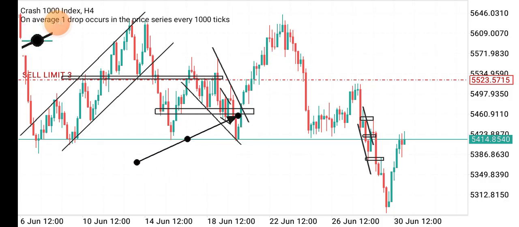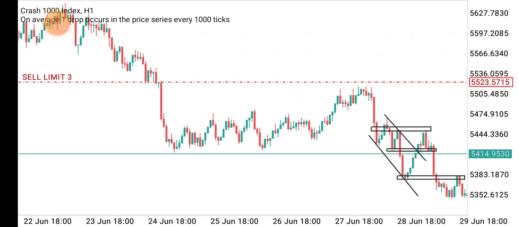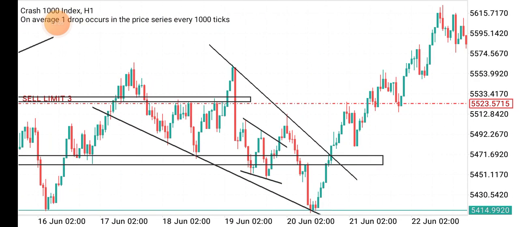Now how would you have entered this trade? You go to the lower time frame and find your entry. Once you go to the lower time frame, let's see what we would have done if we found this. If we go to the lower time frame, like the 1-hourly time frame, and see what we possibly get there. Okay, this is the pattern right here.